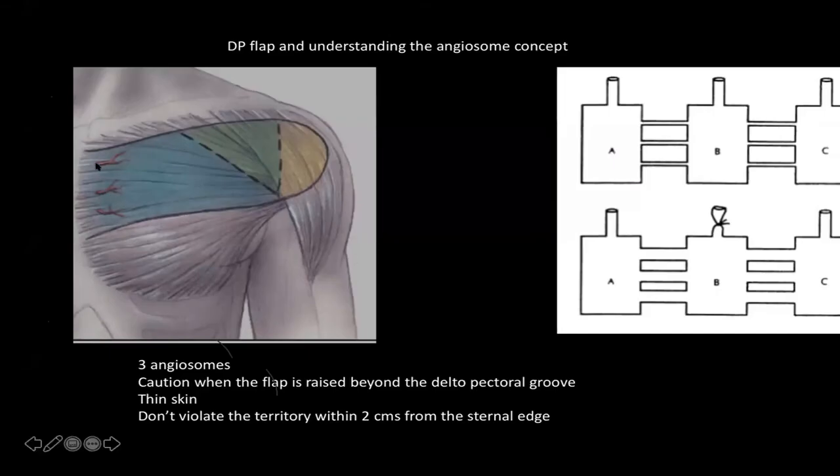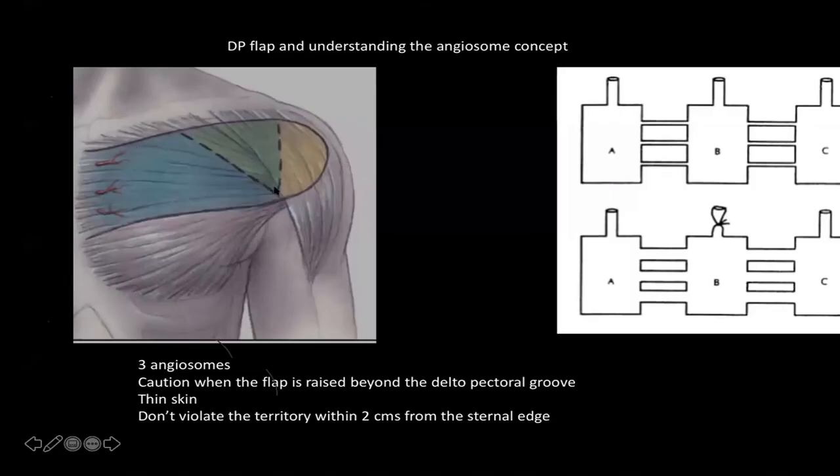The deltopectoral flap is the skin on the anterior chest. It is the skin overlying the pectoralis major muscle. It has three angiosomes, and the first angiosome, or the primary supply, is the intercostal perforators, usually the second and third because they are the biggest. They supply the skin over the first angiosome territory.